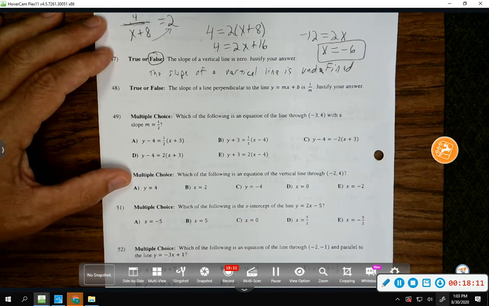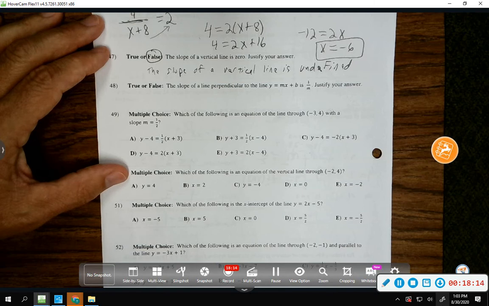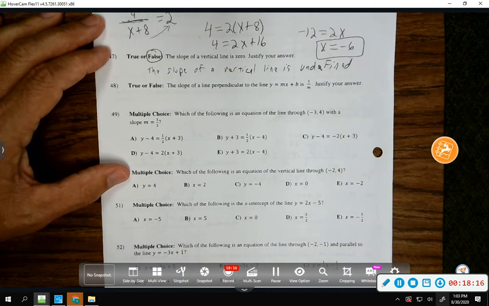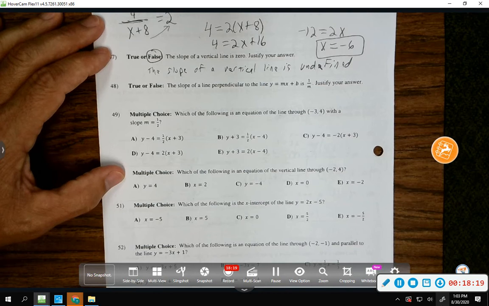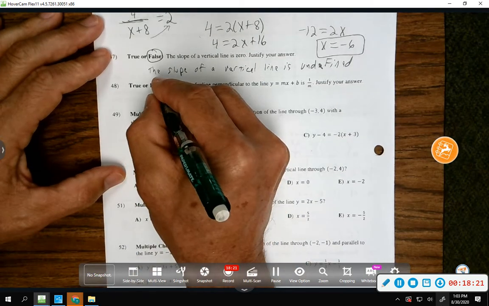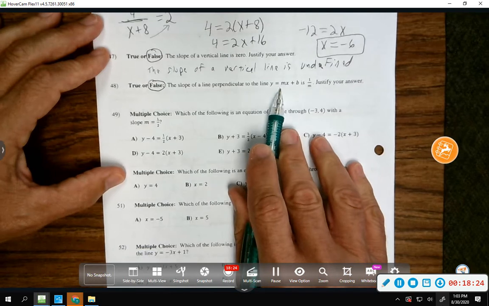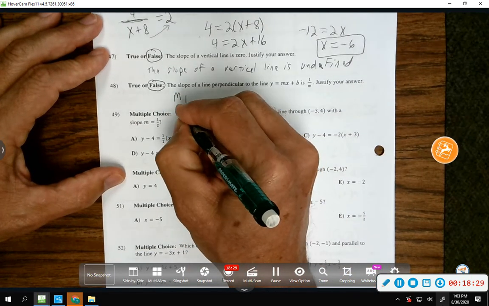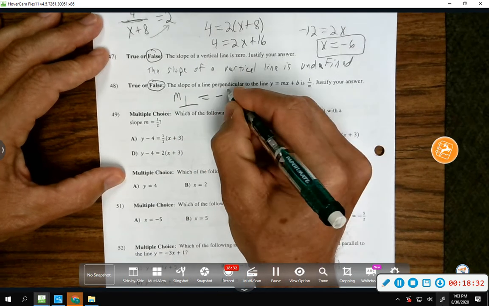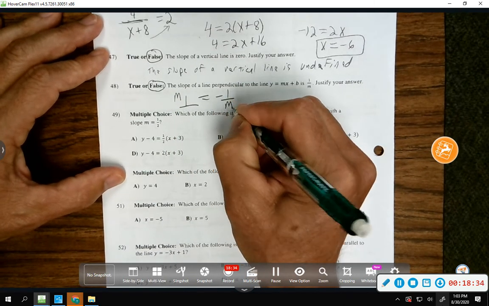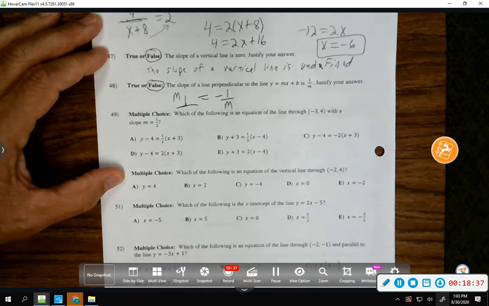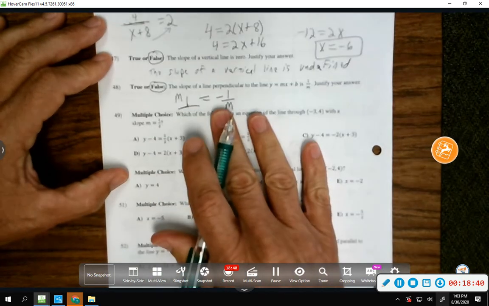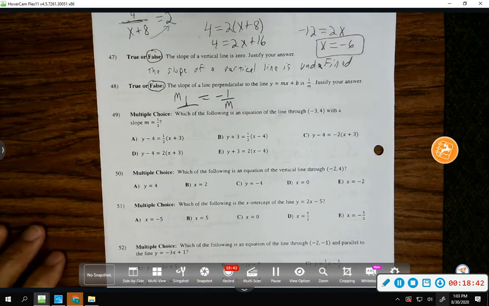48, true or false? The slope of a line perpendicular to this is 1 over m. Justify your answer. Again, this is false. If the slope of this line is m, that means the slope of the line perpendicular is negative 1 over m. And that's good enough justification. Anytime that you can use mathematical symbols to justify on the AP test, we want to do that. It's shortcut. It's really just shorthand notation. So we want to get used to doing that.